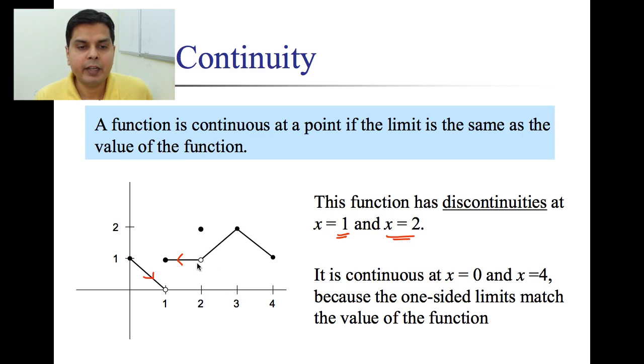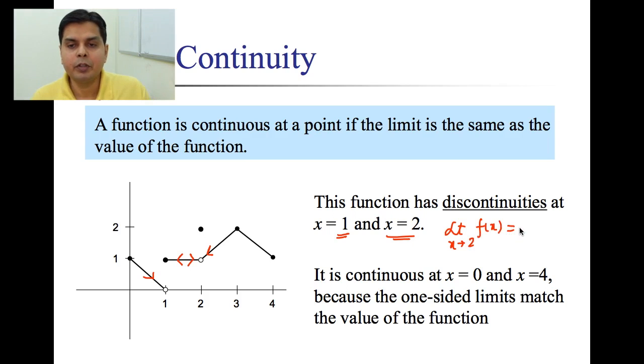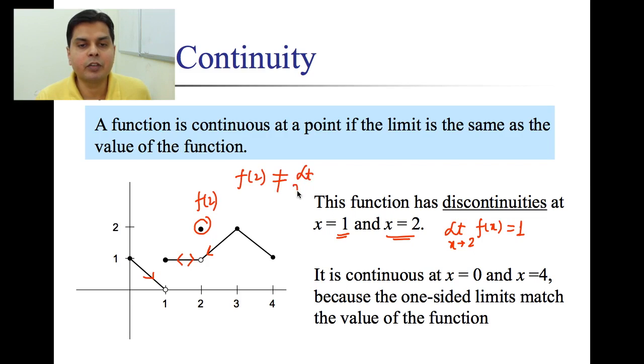Why? Because at x is equal to 2, although the right hand limit and the left hand limit are both equal to 1, so the limit as x tends to 2 of f(x) is equal to 1, that is the function has got a limit at x is equal to 2, but the value of the function at x is equal to 2, this is my f(2), is not equal to the limit of f(x), therefore it is not continuous at x is equal to 2. Okay, so these are the two discontinuities.